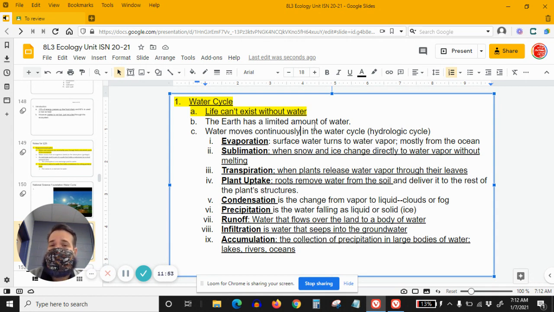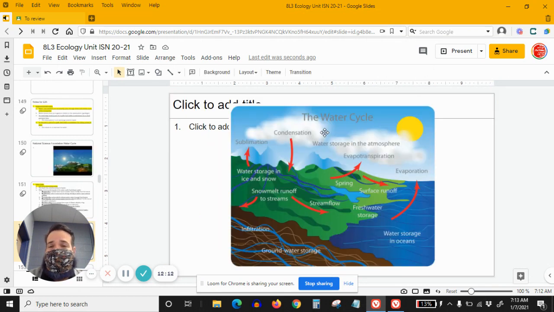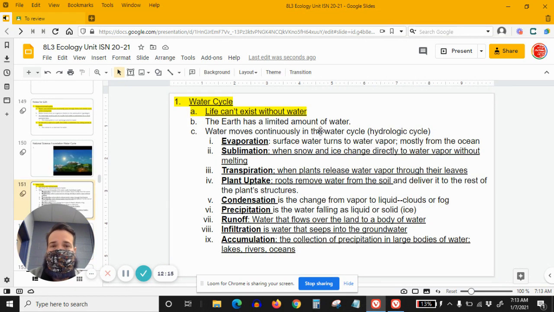Earth does have a limited amount of water, and I know people... Well, the ocean covers 70% of the Earth. Yeah, give or take. But here's the thing: most of that H2O has dissolved salts in it, and we can't drink that. It would actually dehydrate us to drink salt water. Okay, so we don't want to drink that. Only about 3% of all the water on Earth is drinkable fresh water.